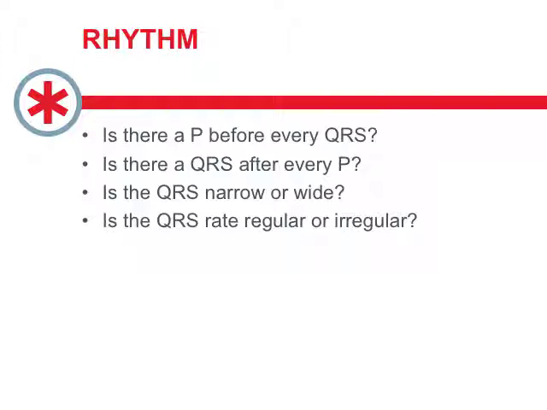And then finally, you're going to ask whether the rate is regular or irregular, knowing that with irregular rates and irregular QRSs, you're going to be thinking about atrial fibrillation if it is narrow complex, and you're probably going to be thinking about ventricular fibrillation if it's wide and irregular.